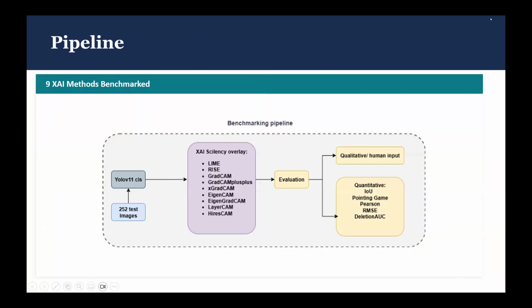This is a good image to describe the pipeline overall. We are only using the 252 test images that were excluded from the training and the validation parts of the model. Then we are running them through our YOLO model classification, applying each and every XAI method. Then we're going to evaluate these methods qualitatively and quantitatively.